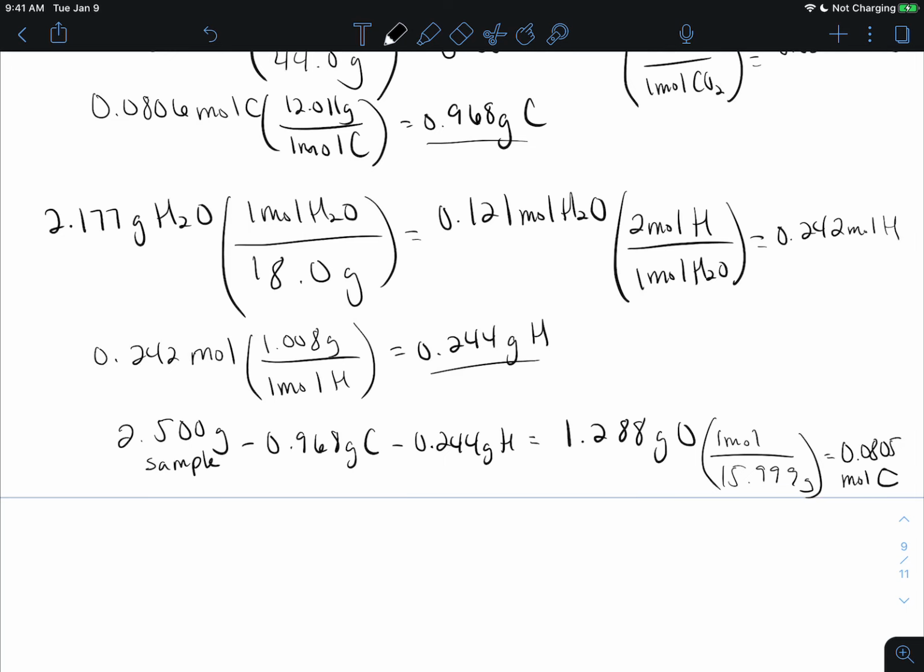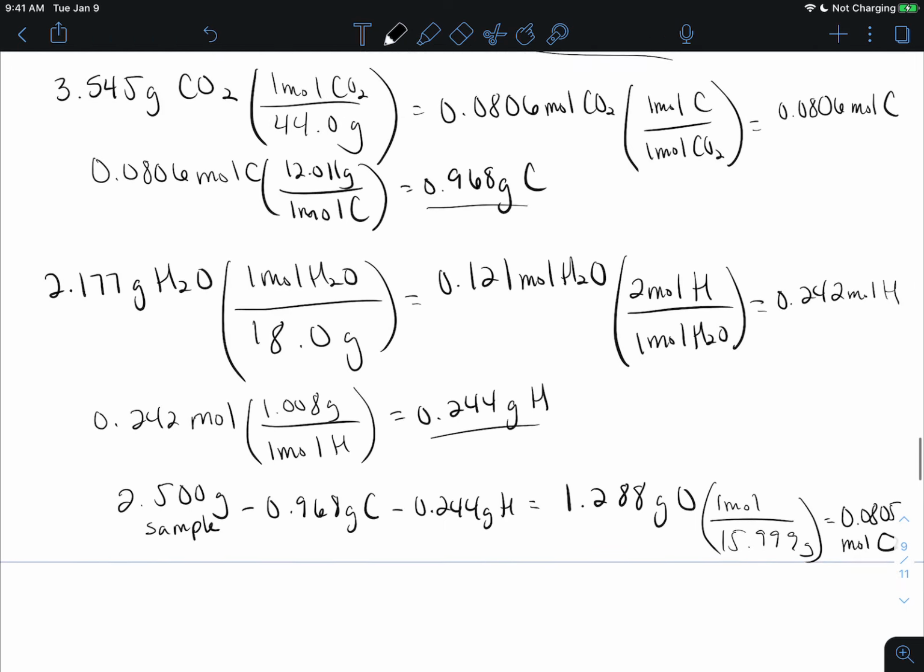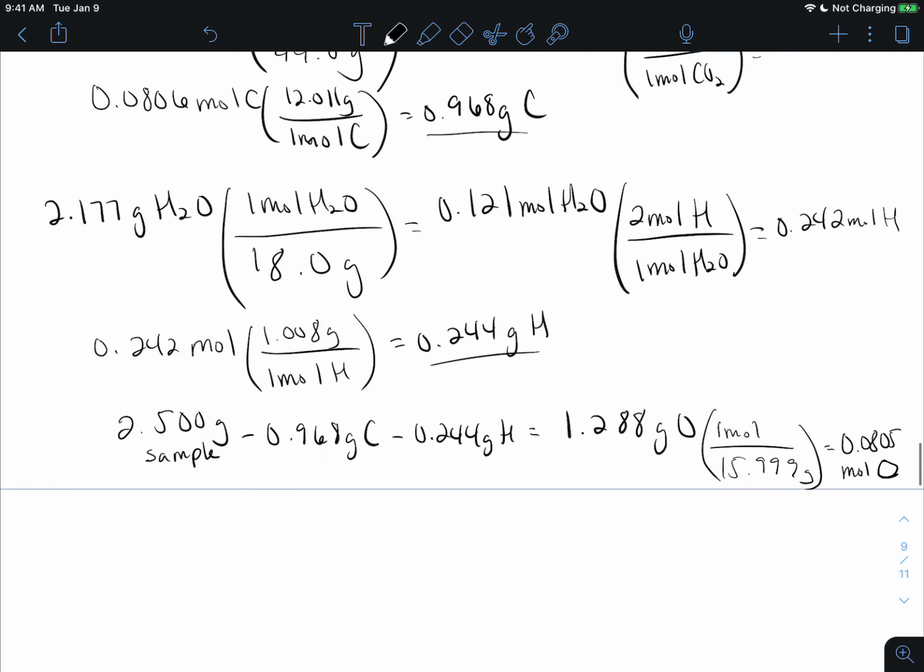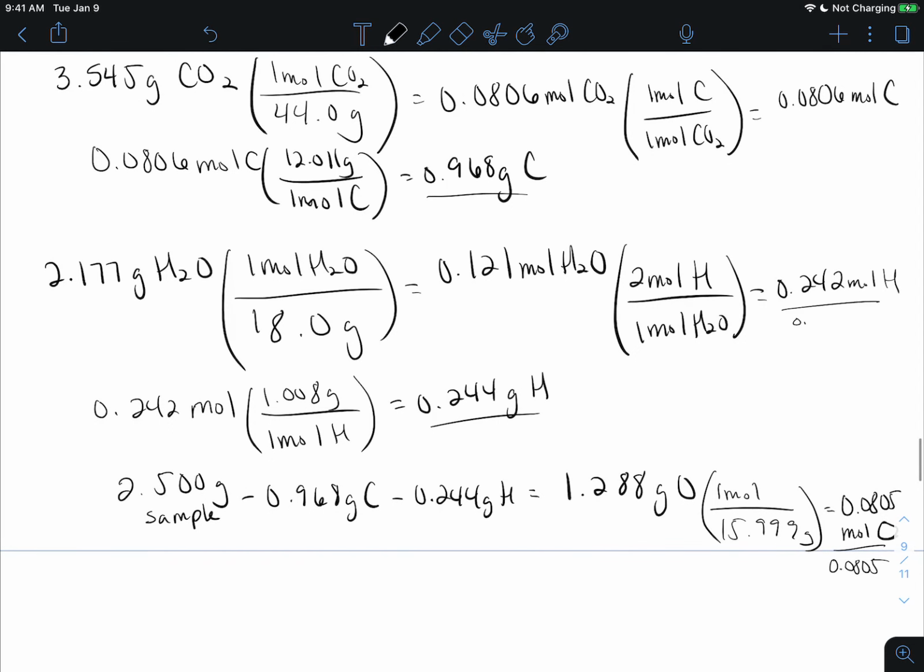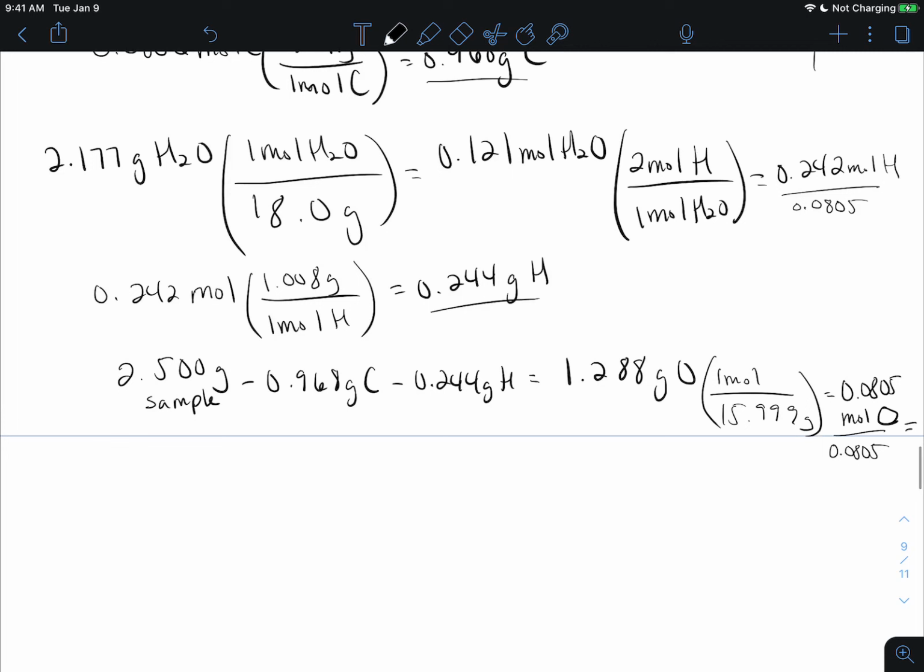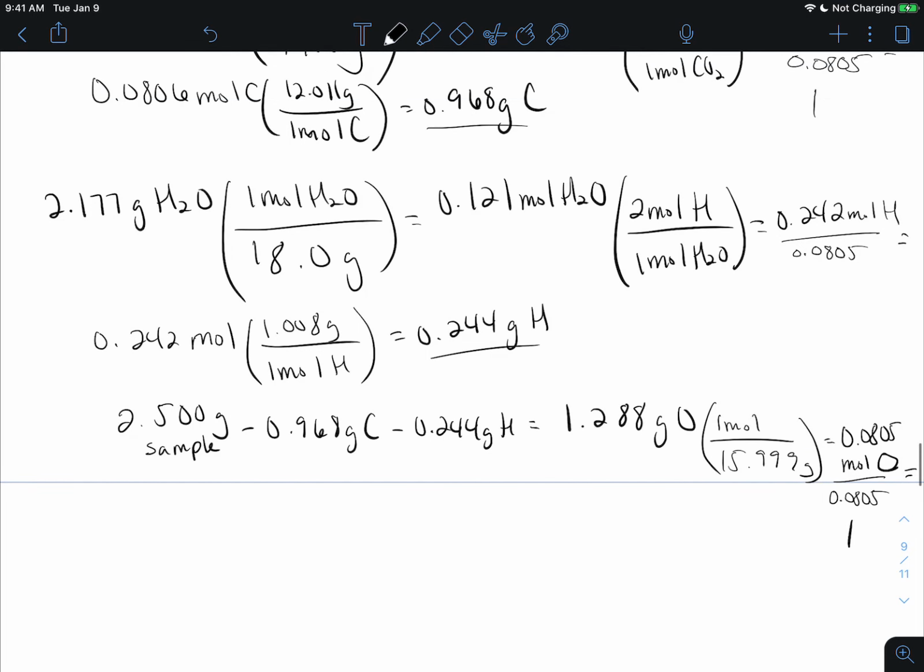And now we're going to divide by our smallest amount, so dividing by 0.0805. This gives us 1 for oxygen, and this gives us 3 for hydrogen. So we have CH3O as our empirical formula.